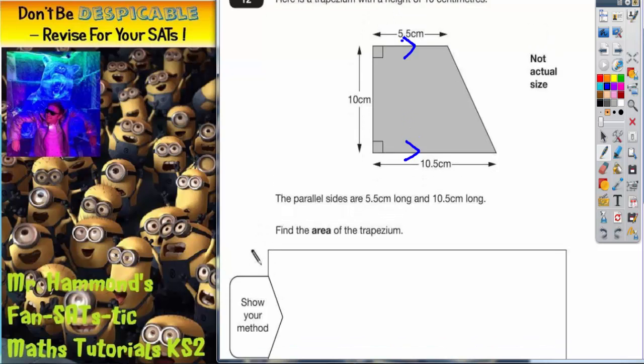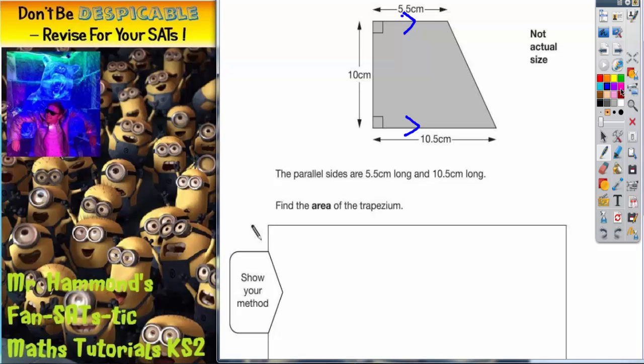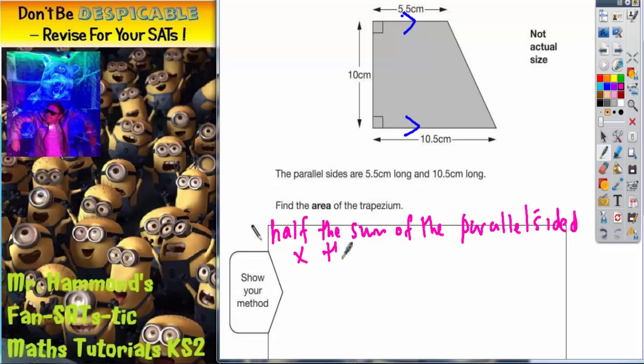So let's just recap, what did it actually say? It said, half the sum of the parallel sides times the height between them. And that is how to calculate the area of a trapezium.